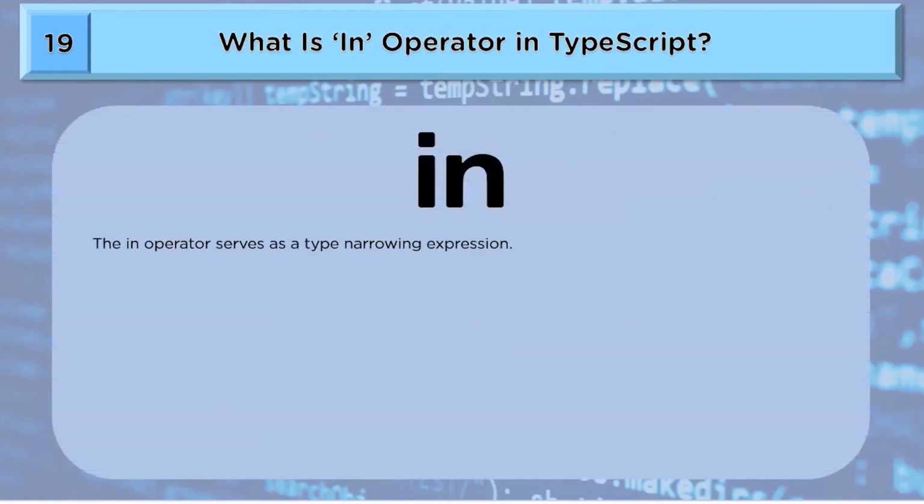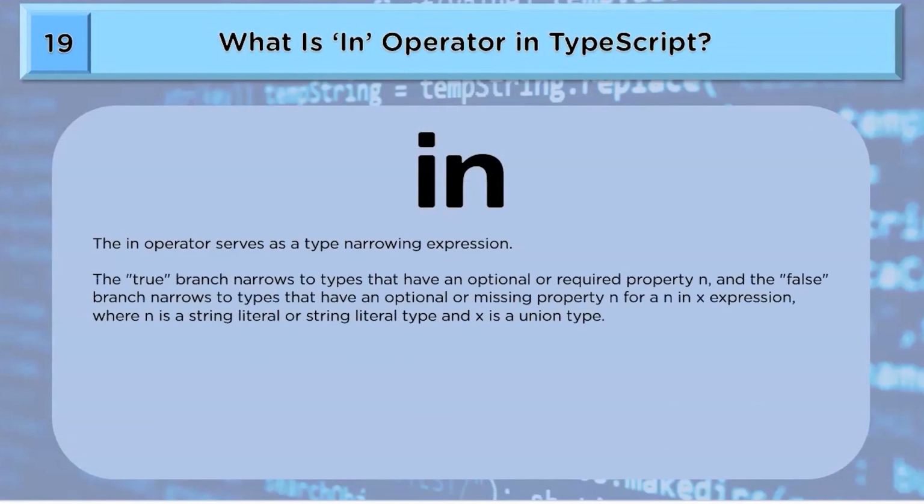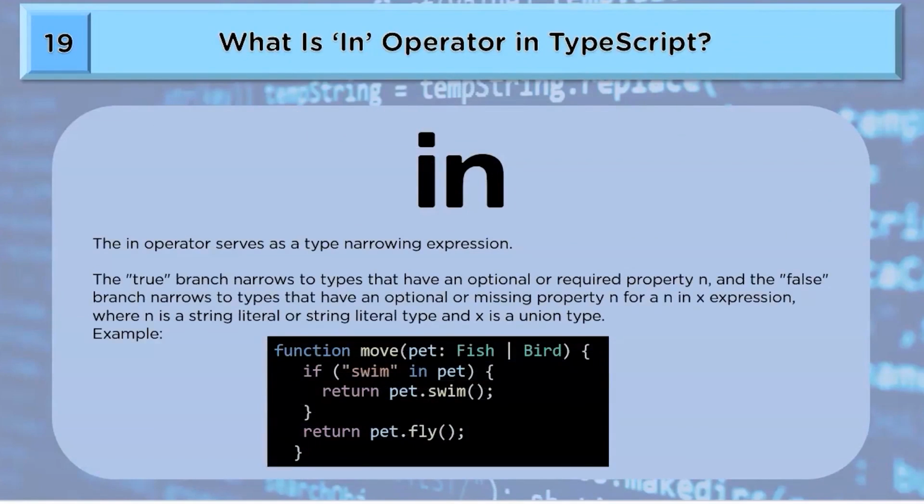What is the in operator in TypeScript? The in operator serves as a type narrowing expression. For an n in x expression, the true branch narrows to types that have an optional or required property n, and the false branch narrows to the types that have an optional or missing property n, as shown in the example below, where n is a string literal or string literal type and x is a union type.